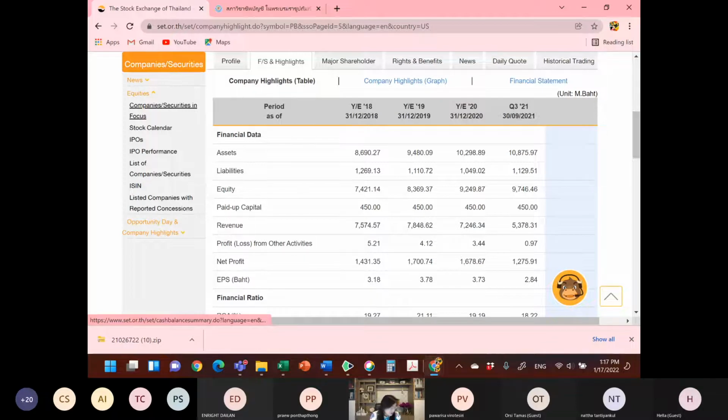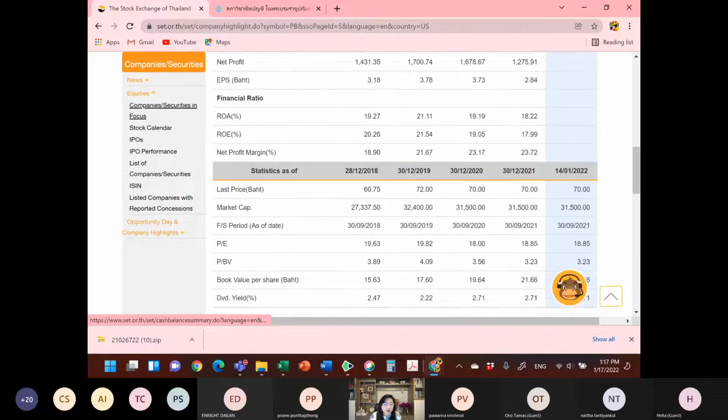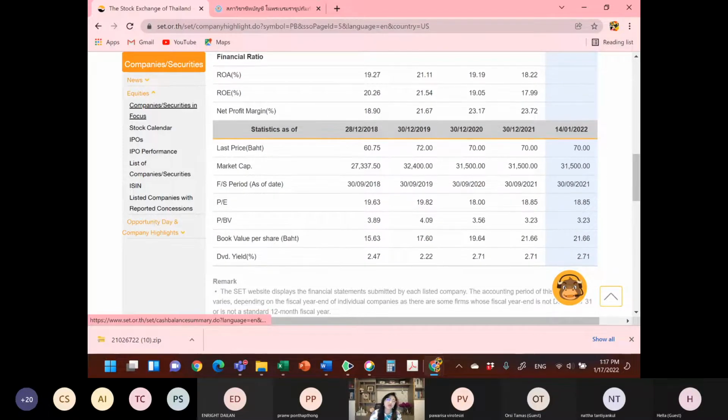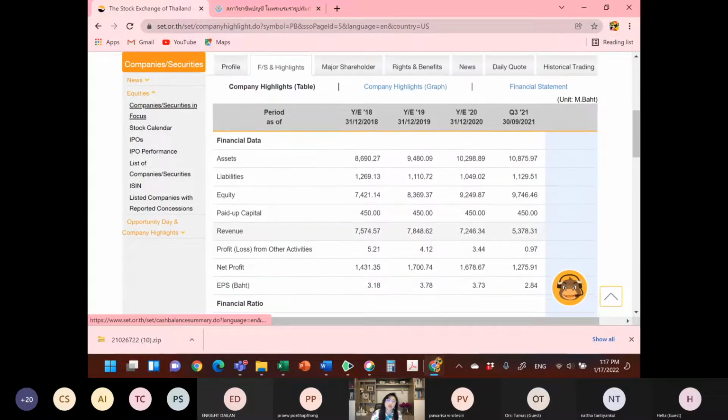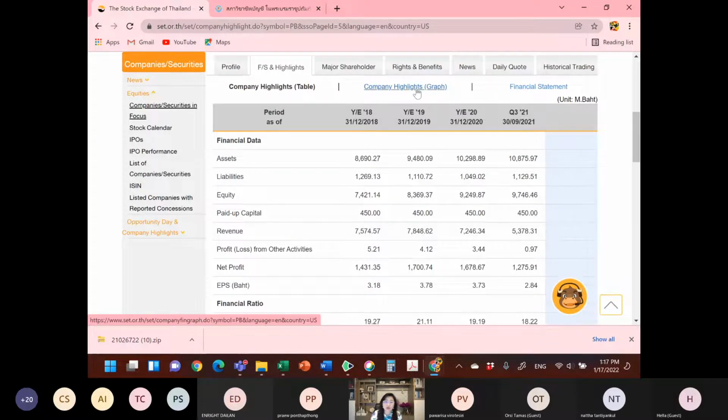So over here, as you can see on the screen, you get to see the key financial numbers. Again, some of you touched on some of these numbers when you did the presentation last week. And not only that, you also get to see the financial ratios that the Stock Exchange of Thailand believes are relevant to the investment decision.